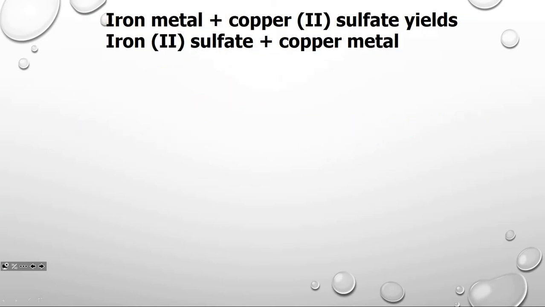Next one says iron metal. What's iron? Fe. Okay, well they gave me Fe, but then they said metal. What do you think that means? Just iron by itself. It is a solid by itself, right? So then it says plus copper, Roman numeral 2, sulfate.